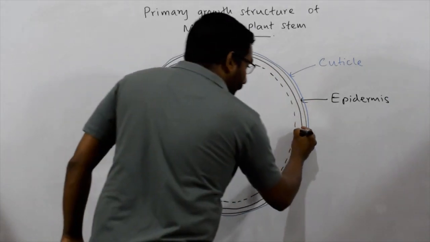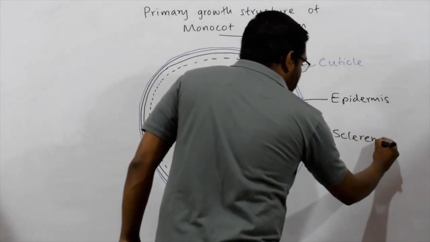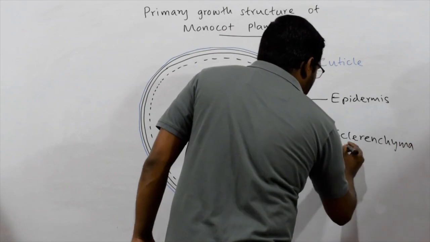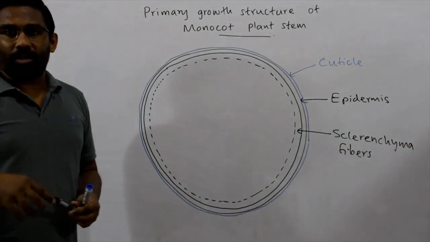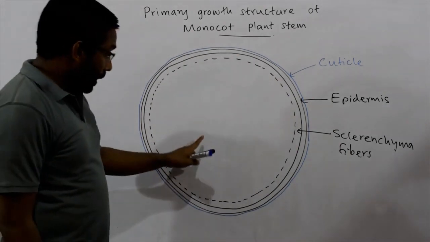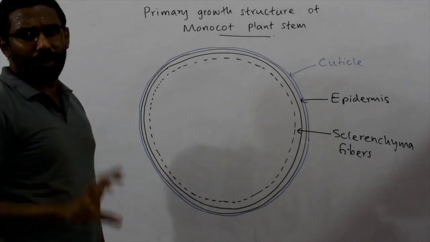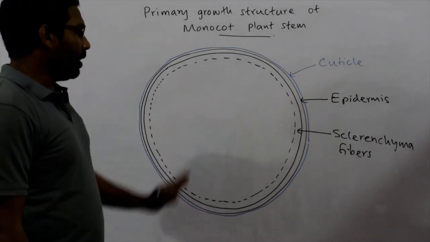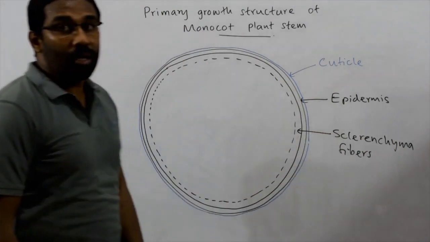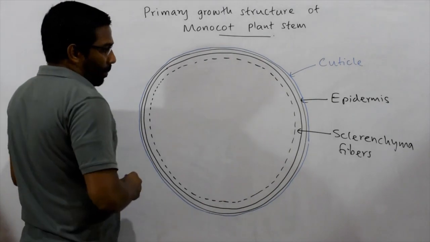So here, not collenchyma, this is a sclerenchyma tissue layer made up of sclerenchyma fibers. Okay, so it provides extra support and extra strength to the monocot stem during the primary structure. Actually, it doesn't possess secondary growth. The monocot stem has only primary growth. During the primary growth structure, sclerenchyma provides extra support. Remember this, no collenchyma and it has sclerenchyma fibers.